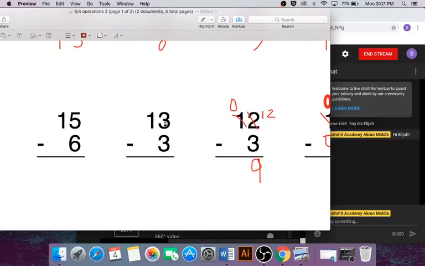Moving over, we have 13 minus 3. 3 minus 3 is 0. And then 1, this would be a 0 here. So 1 minus 0 is 1. So our answer is 10.